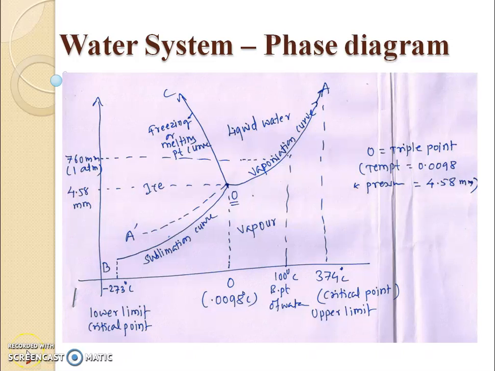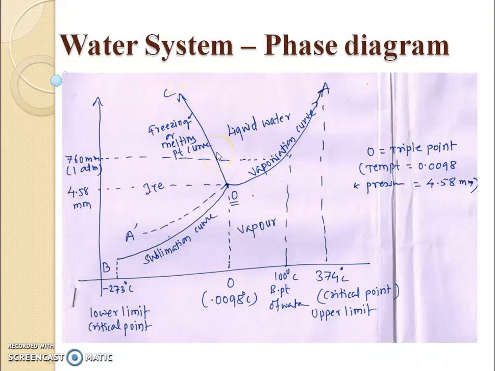The phase diagram of the water system is divided into three areas which are reserved for three phases, that is solid ice, liquid water and water vapor. These three areas are separated with the help of boundary lines or curves. There are three curves: curve OA labeled as the vaporization curve, curve OB labeled as the sublimation curve, and curve or line OC called the freezing or melting point curve.